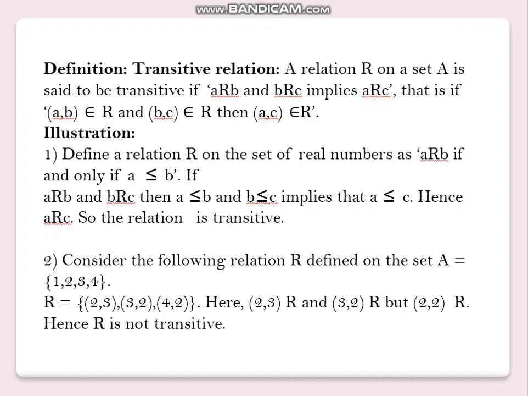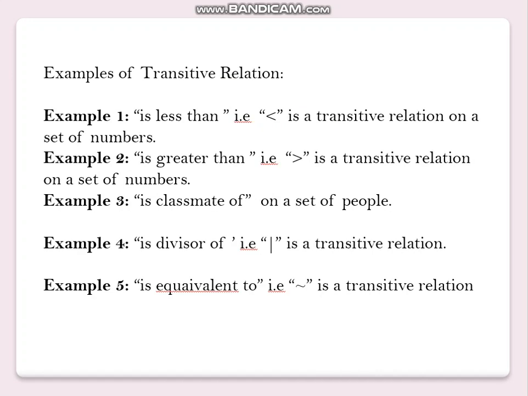In example number 2, we have the ordered pairs (2,3) and (3,2). 2 is related to 3, 3 is related to 2. So therefore, the ordered pair (2,2) should be there. But since (2,2) is not there, R is not transitive. Let us see a few more examples.